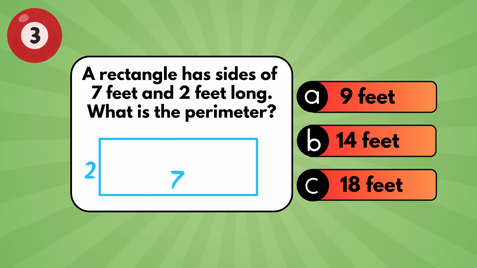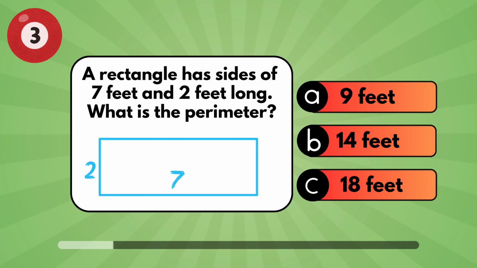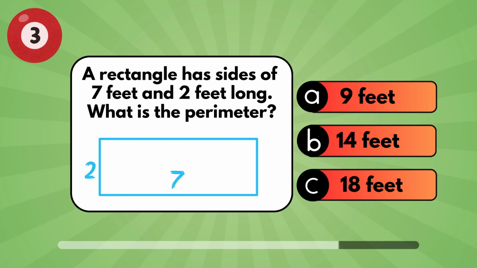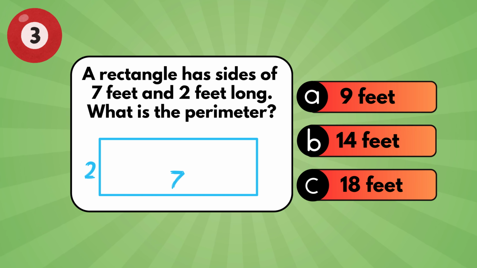Next up. If a rectangle has sides of 7 feet and 2 feet, what is the perimeter? You've got it. The answer is C, 18 feet.